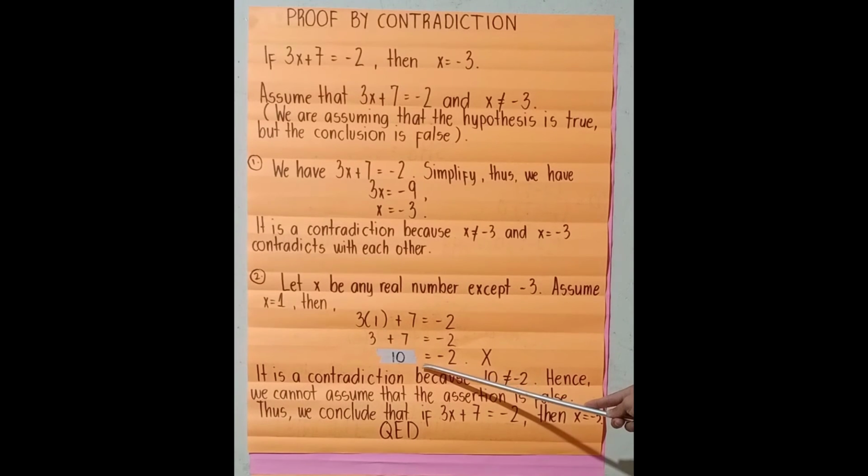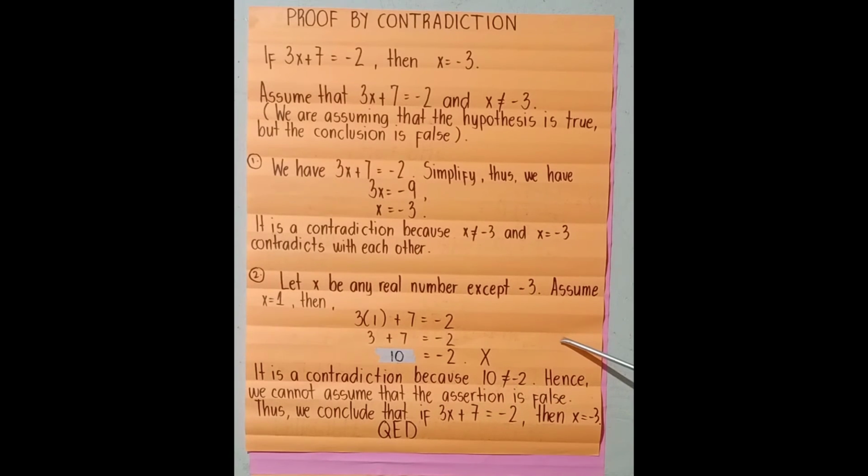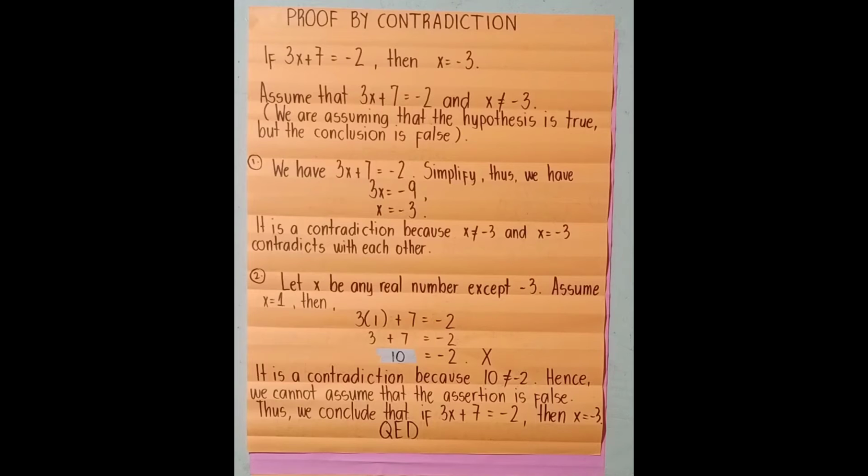But from here, it is false. Hence, we cannot assume that the assertion is false. Thus, we conclude that if 3x + 7 = -2, then x = -3. Okay.